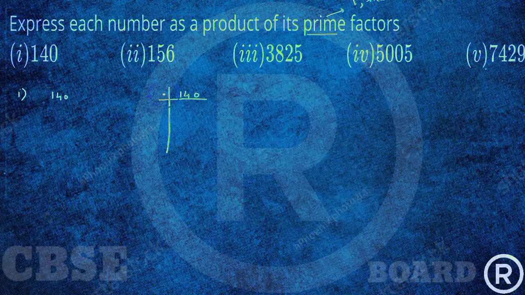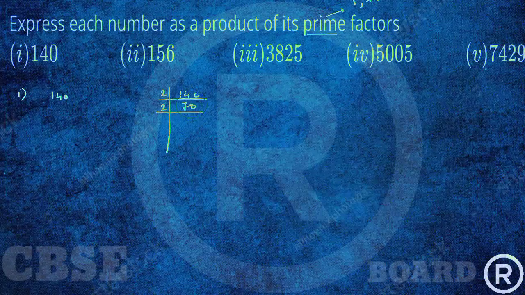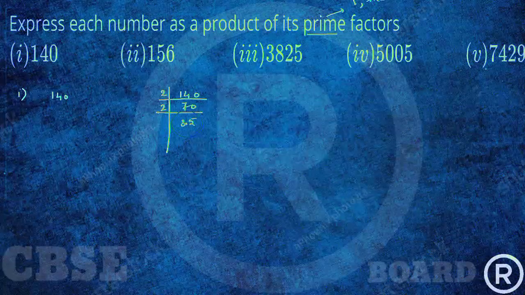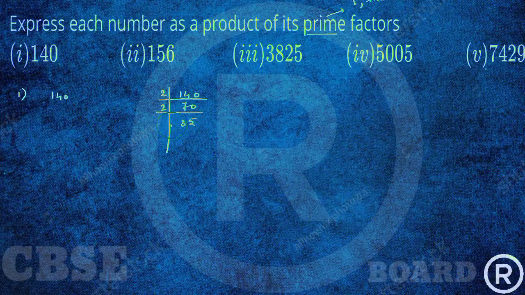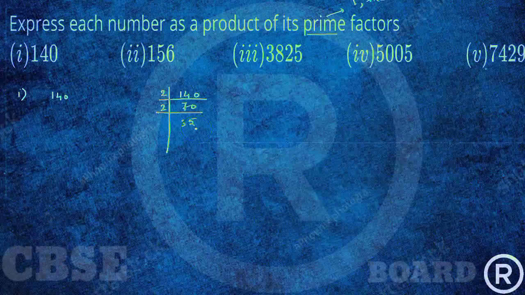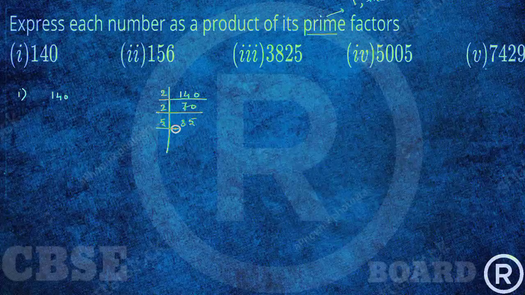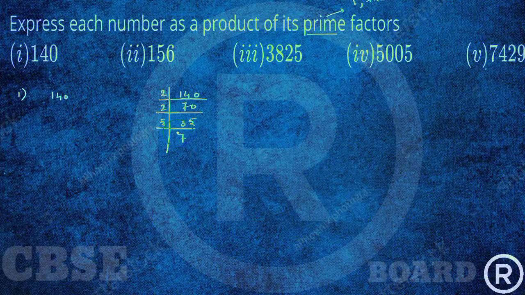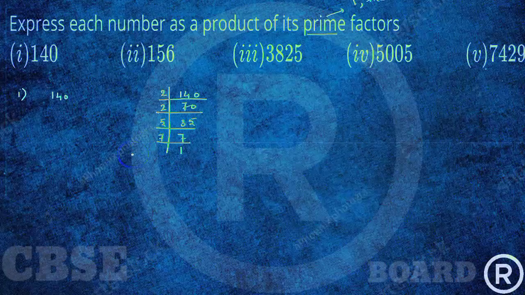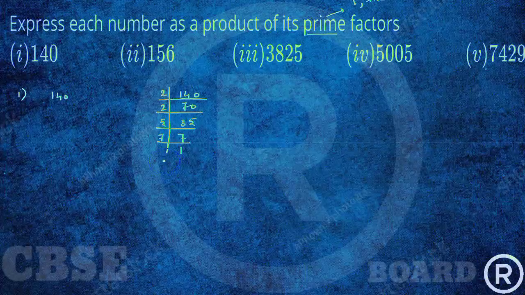So this is divisible by 2, right? So 270. After this, again it will be divisible by 2. We'll be getting 35. After this, it is not divisible by 2. Then we'll check, is it divisible by 3? But it is not divisible by 3 also. So after this, we'll check whether it is divisible by 5. Yes, it is divisible by 5. And then we are getting 7. And 7 is divisible by itself only. So these are the prime factors.